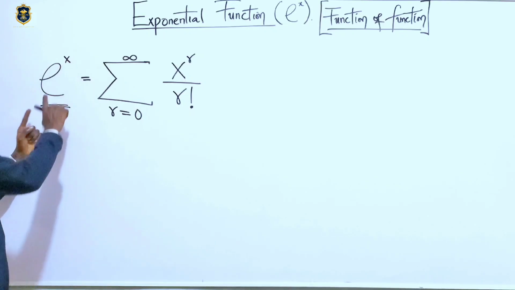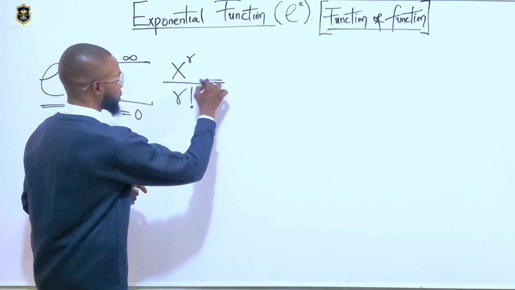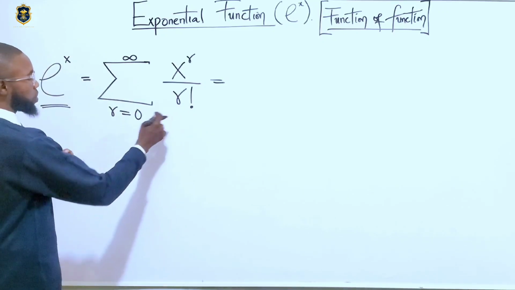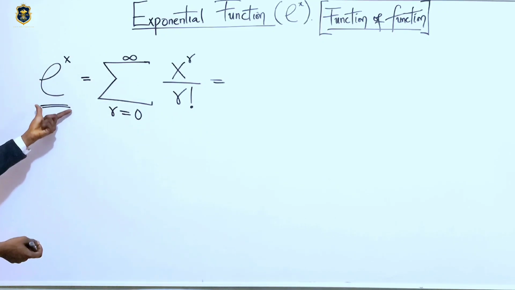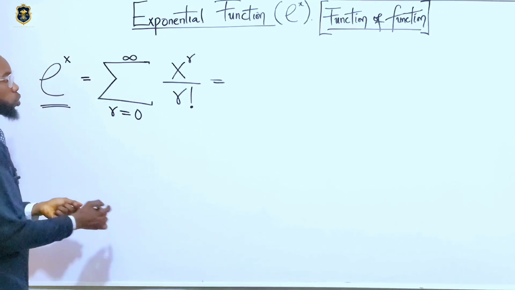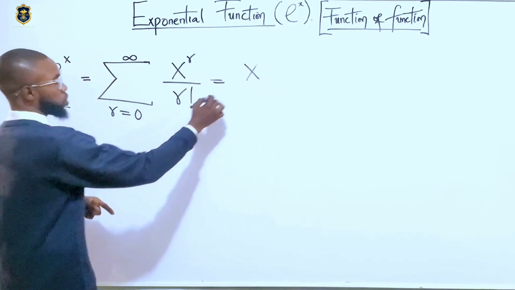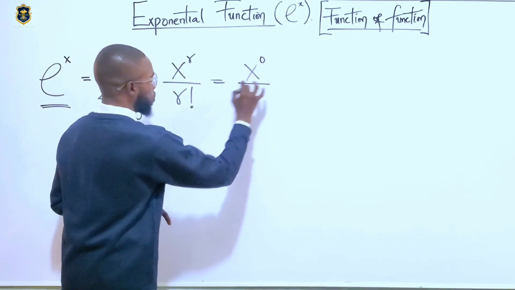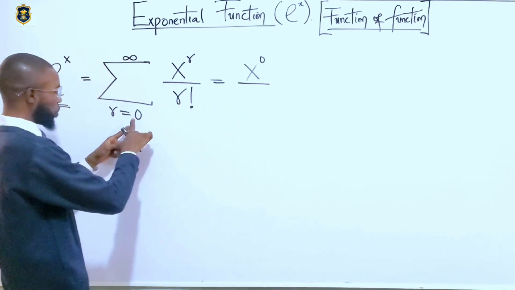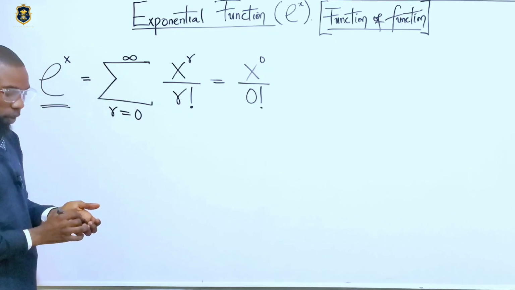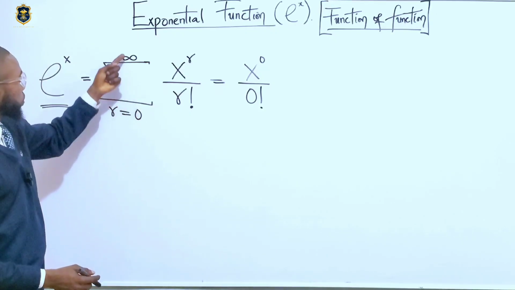So e raised to the power of x has this term as x raised to the power of r over r factorial. And what this means is that if we are trying to get the summation of e raised to the power of x, it is going to be x raised to the power of what? r is starting from 0, so x raised to the power 0 over 0 factorial. Remember, r starts from 0, wherever we see r, because we are starting from 0 to infinity.